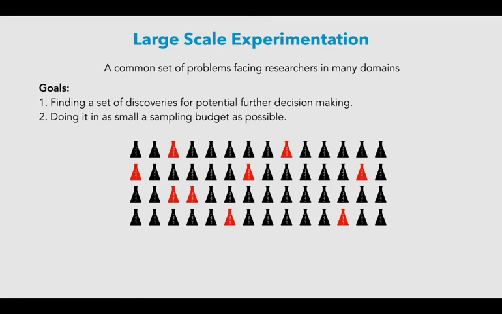In all of these settings, we are focused on two key goals. Declaring a set of good discoveries for potential further decision-making. So for example, in the drug discovery example, we may further be screening on objectives like safety or delivery mechanism. And in the A/B testing example, we may have further business rules that limit which creatives can get shown. But we're also interested in doing this in as few samples as possible. We don't want to waste samples or experimental budget on settings that we know aren't going to be particularly good.